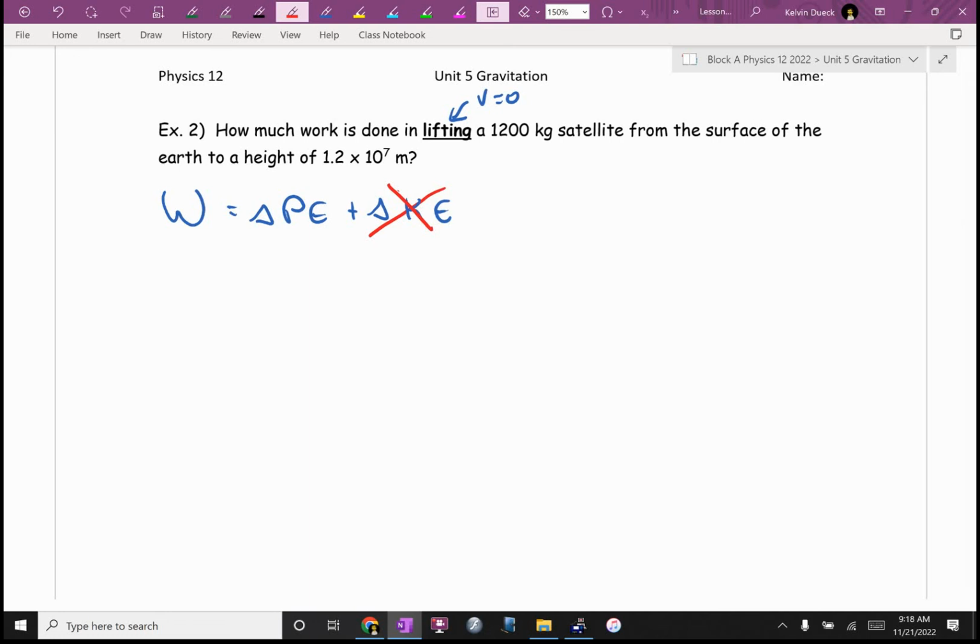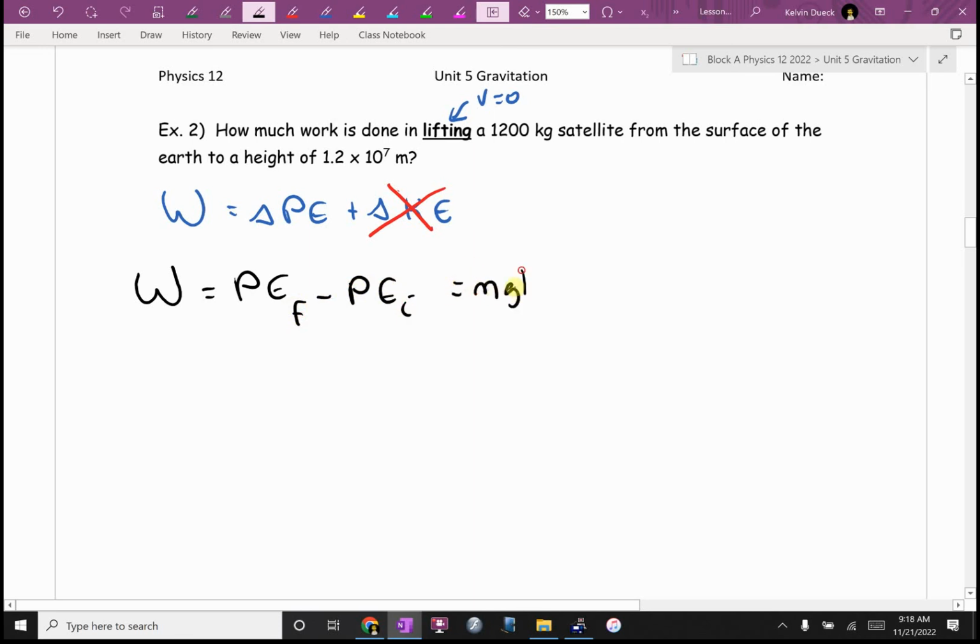And it's going to come and hit the Earth, but we're not asking how fast it's going to hit the Earth. How do we know we're not going to find out how fast? Because they said how much work. What's change in anything? Okay. PE final minus PE initial. Oh, this is going to be easy.